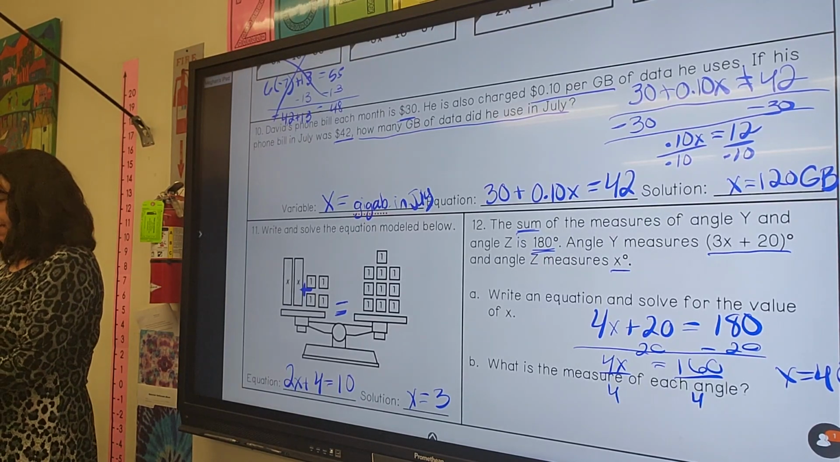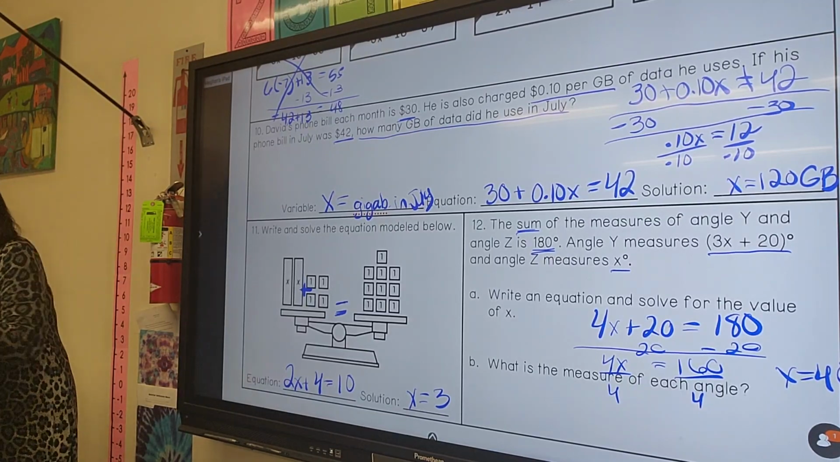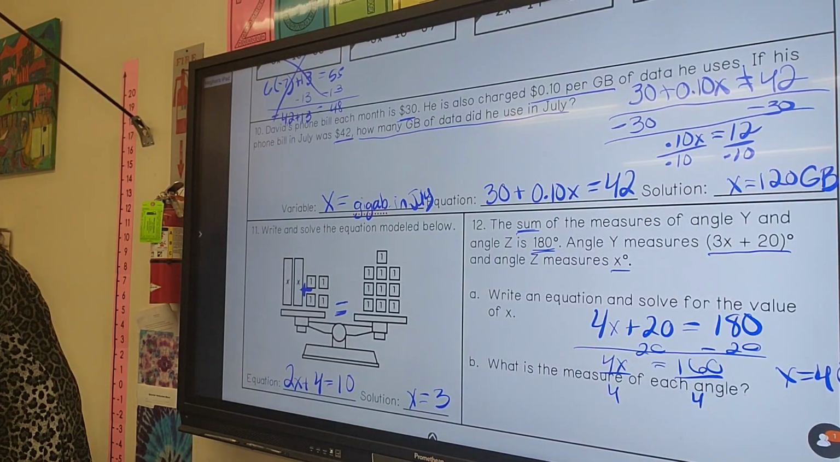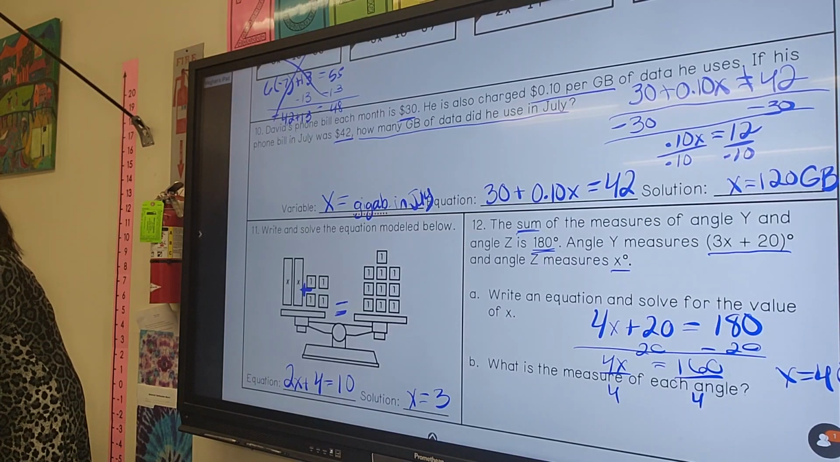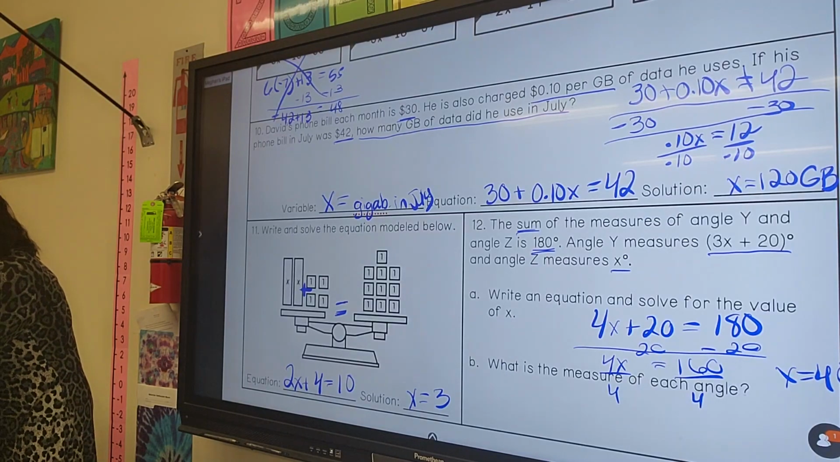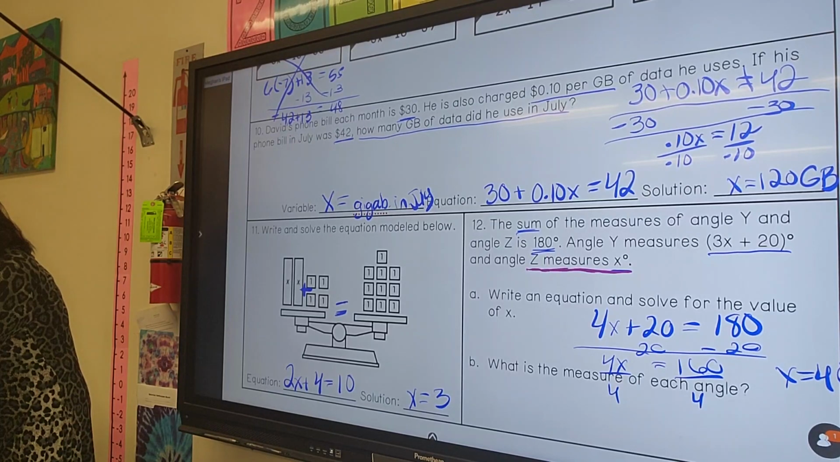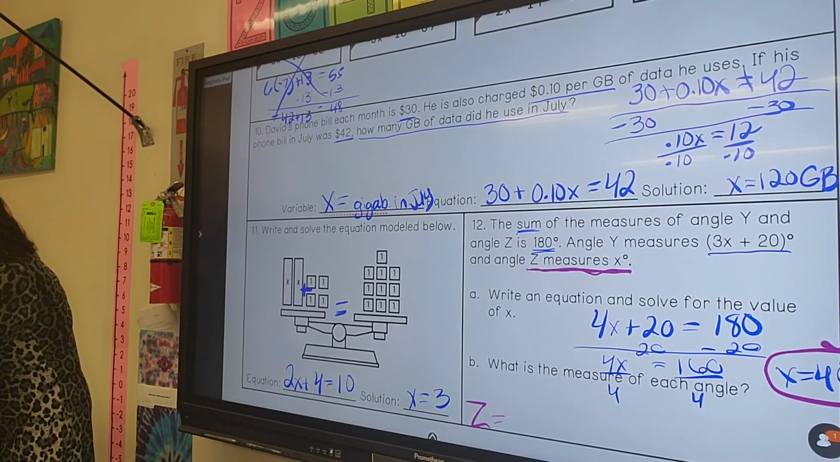So how would we find the measure of each angle if we know x equals 40? What would angle Z measure? It says angle Z measures x, so what would angle Z measure? 40. Z equals 40 degrees.